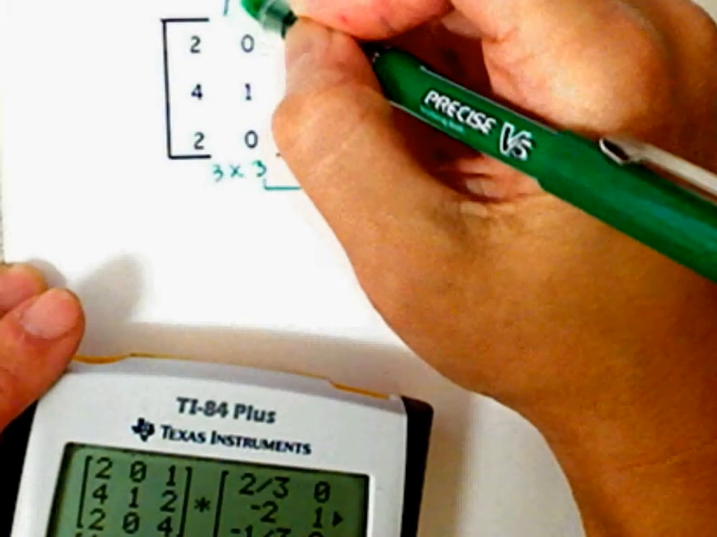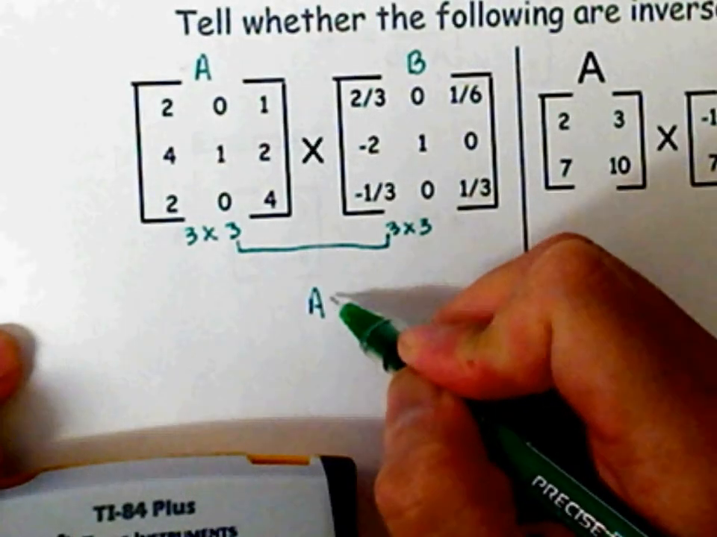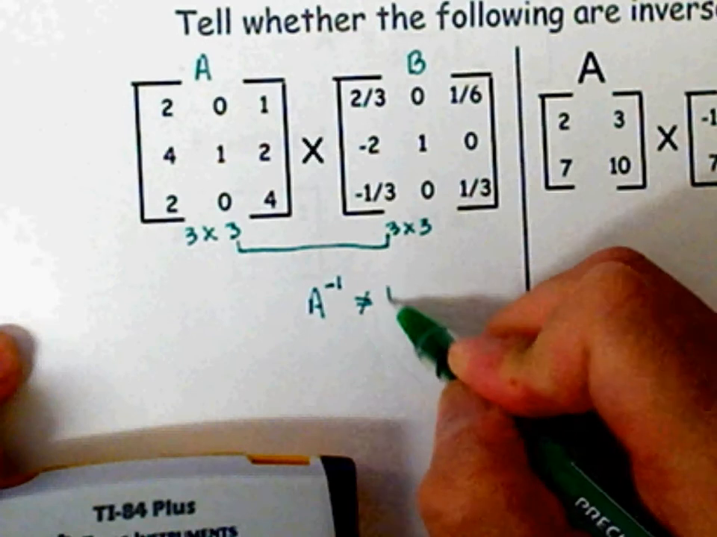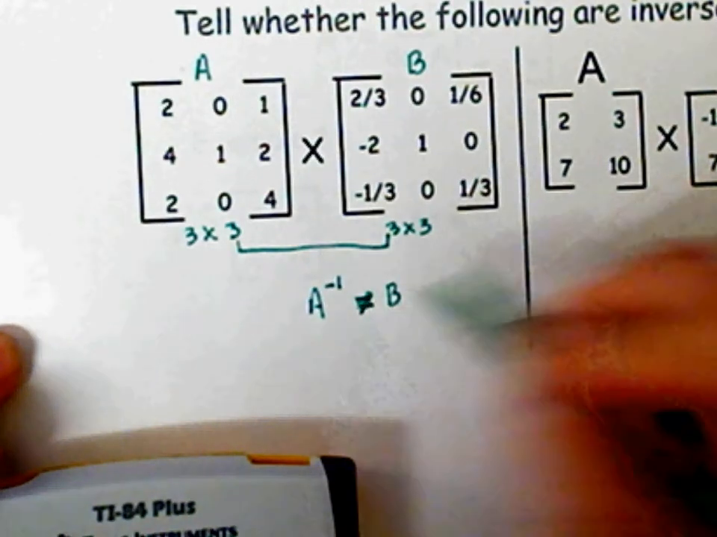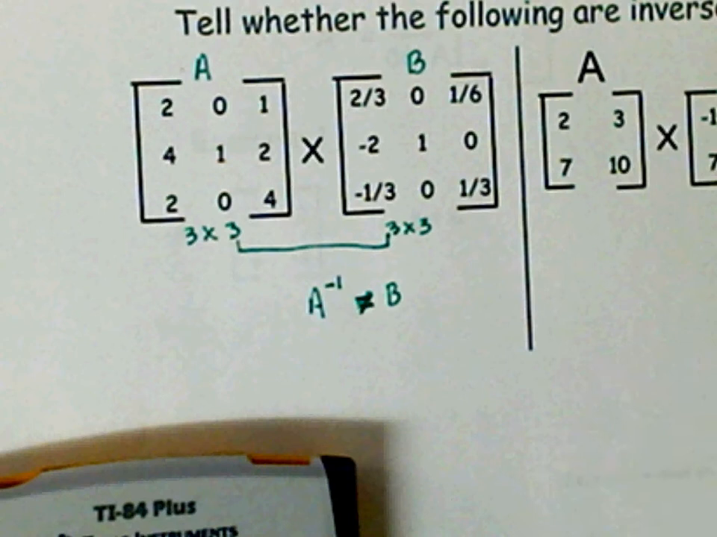So these are not inverses of each other. I'm going to call that one A. I'm going to call this one B. So A to the -1 is not B. They're not equal. Okay? Let's take a look at this one right here.